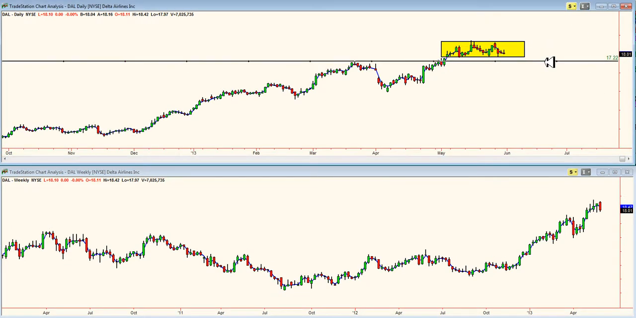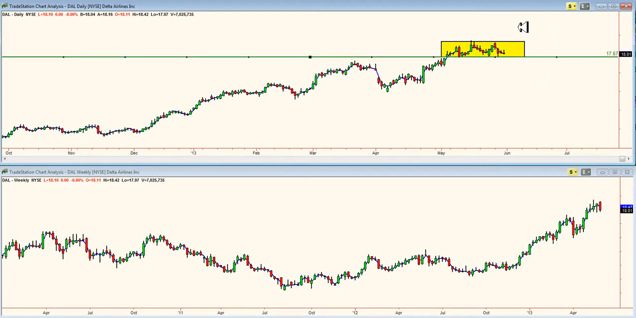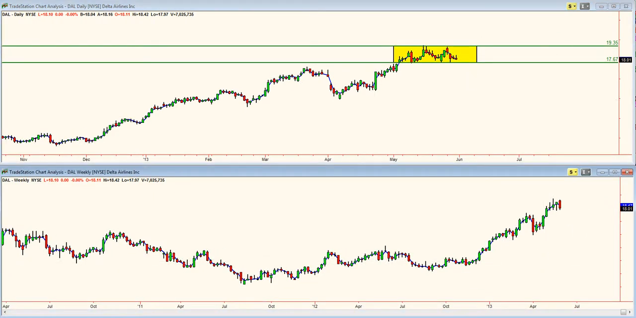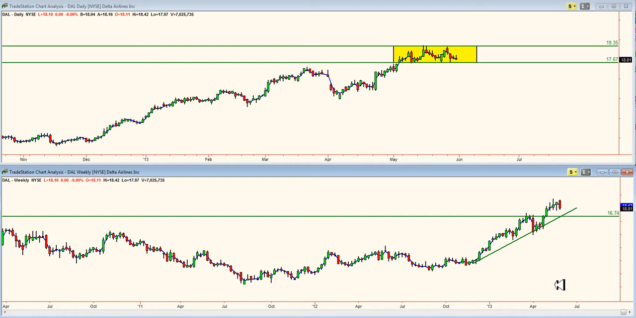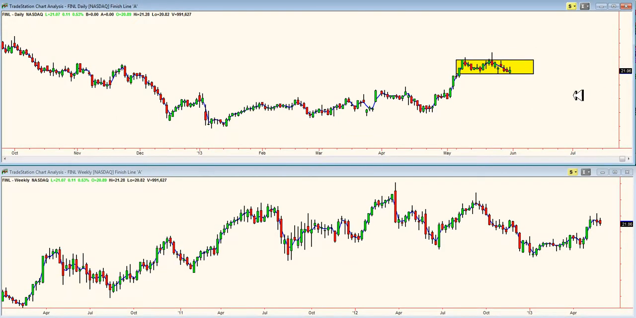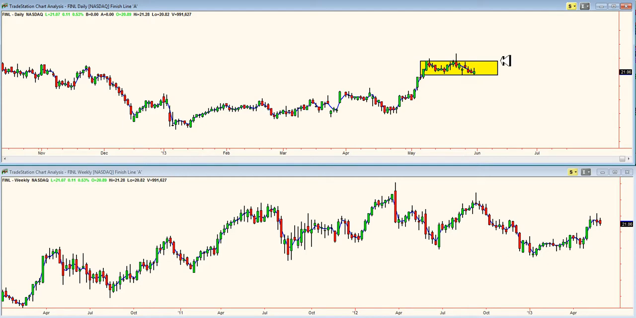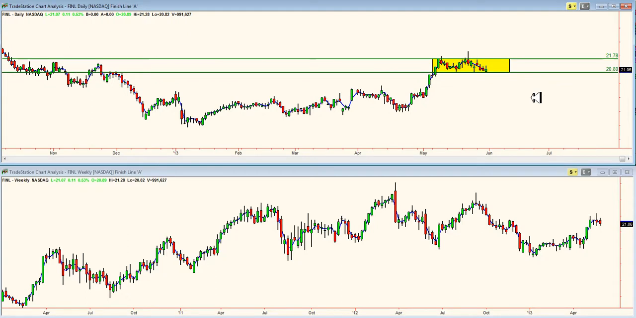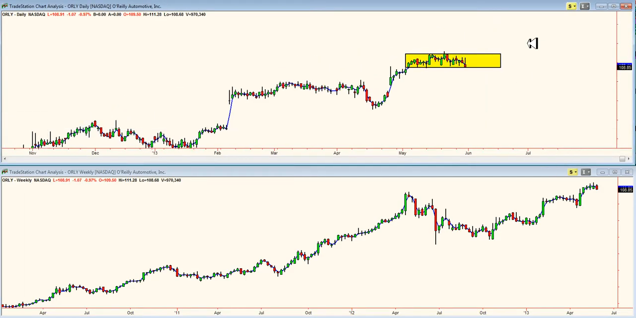Nice support and resistance lines, again, clearly established for us. Will it continue the previous trend, or is it getting set up to reverse? Let's draw some trend lines here. Draw some support lines. What's it getting ready to do? FINL. Clearly defined support and resistance. What's it getting ready to do? Well, we'll let the box tell us. Either we're going to break down through it, or we're going to break out. How about ORLY?